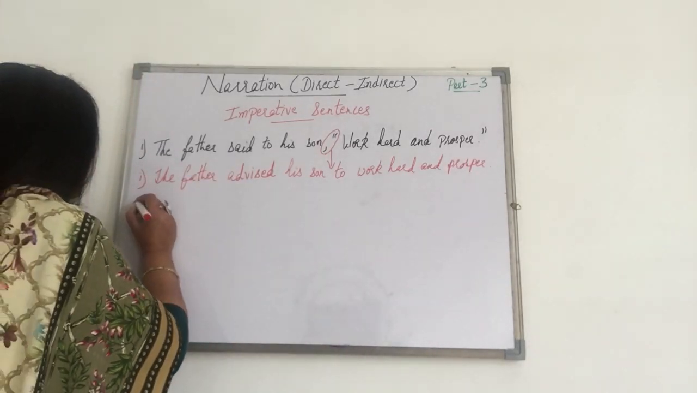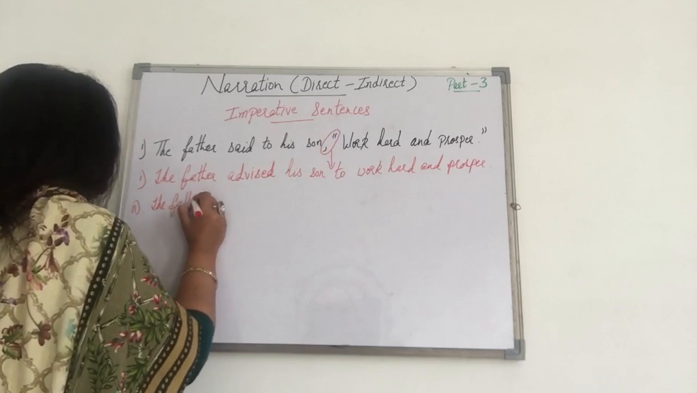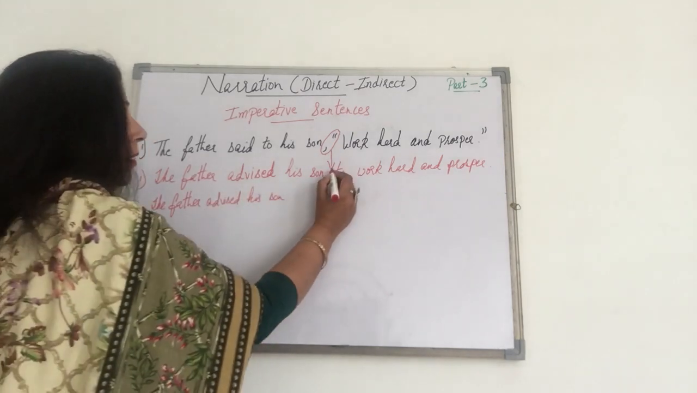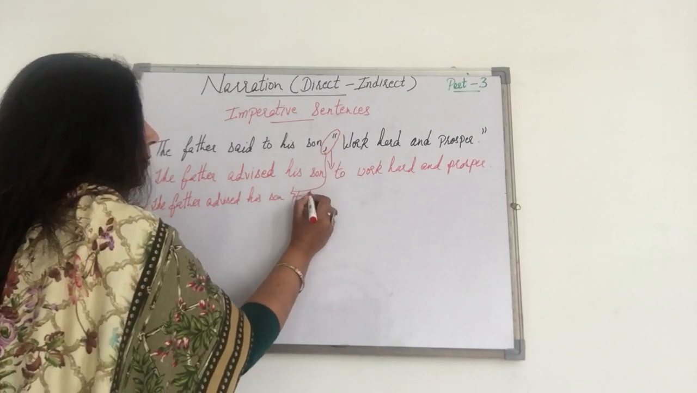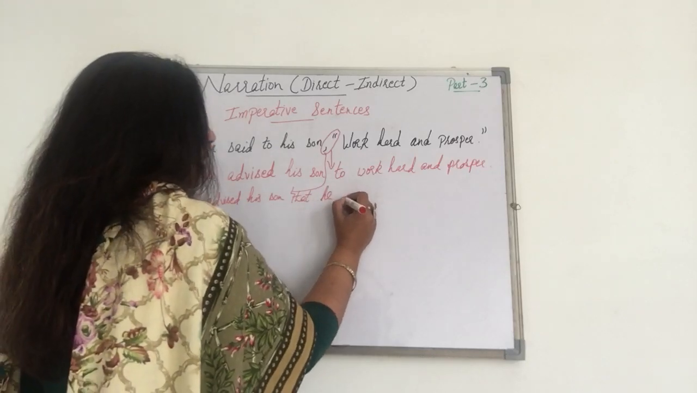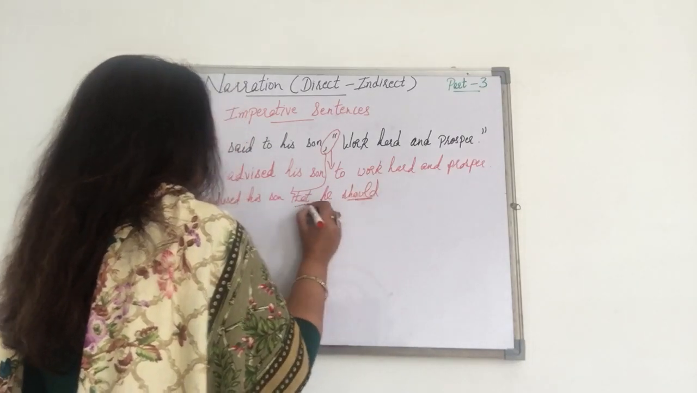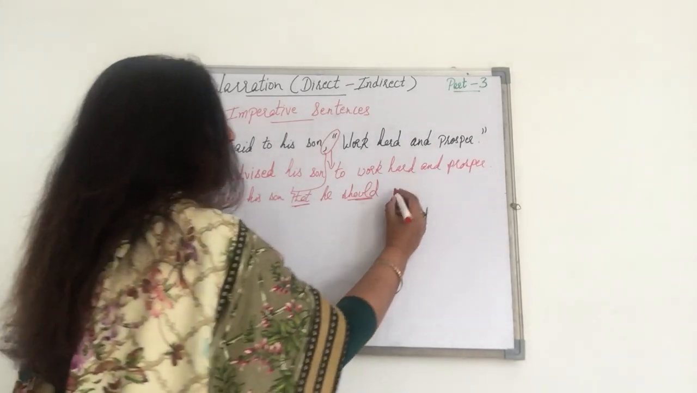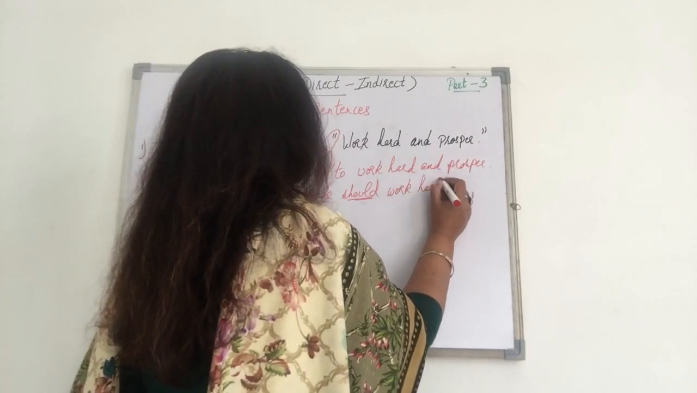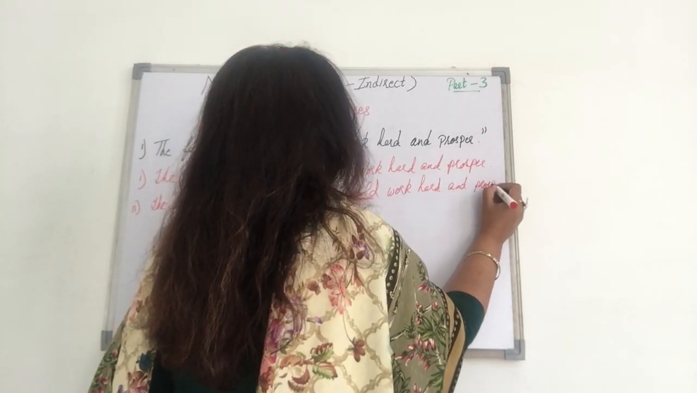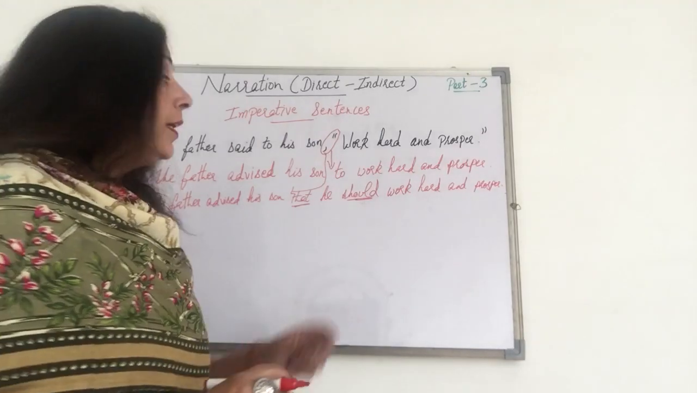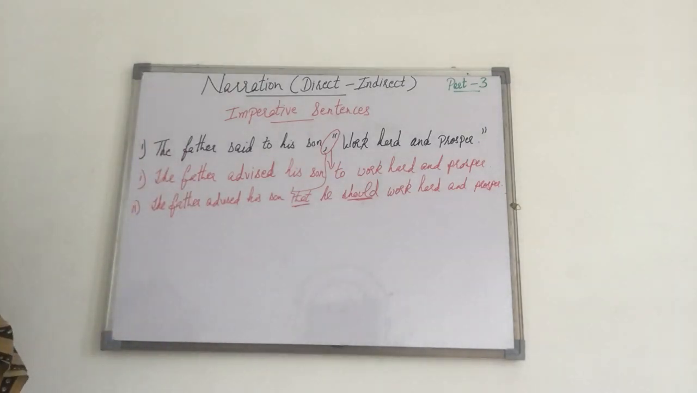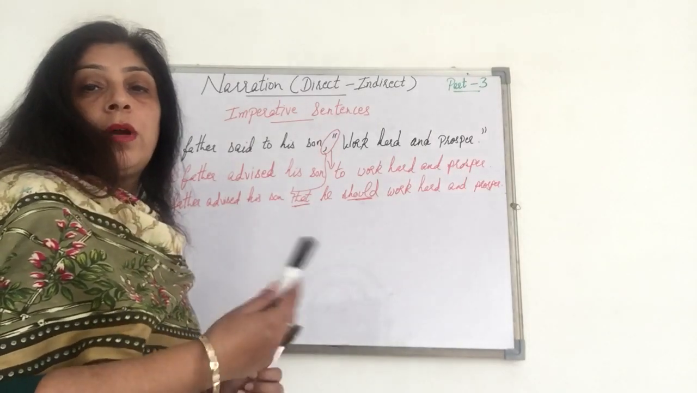What is the second way of doing it? Either with that. The father advised his son that he should. In imperative sentences, we will use the word should with it. Remember, the father advised his son that he should work hard and prosper. Right? These are 2 ways of doing imperative sentences, when the sentences come regarding order or command or beg and so on.